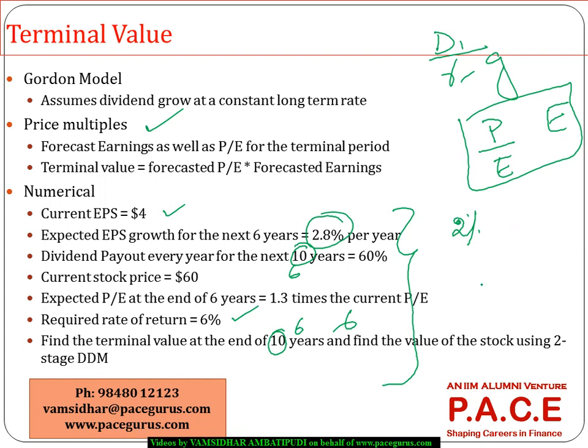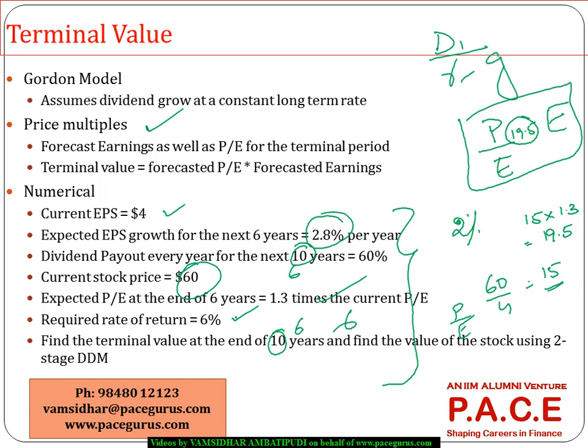Straightforward. So here, if I am going with that same approach, the current stock price is 60, fair enough. So what is the current P by E? 60 by 4. Current P by E is 15, fair enough. Now, the expected P by E at the end of 6 years. The analyst is forecasting that the P by E will grow by 30% during this period. So P by E will touch 15 into 1.3, which will make it 19.5. So P by E at that point is going to be 19.5.